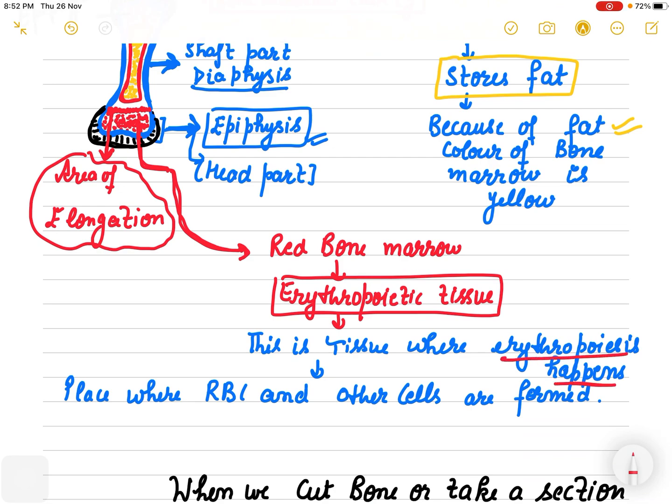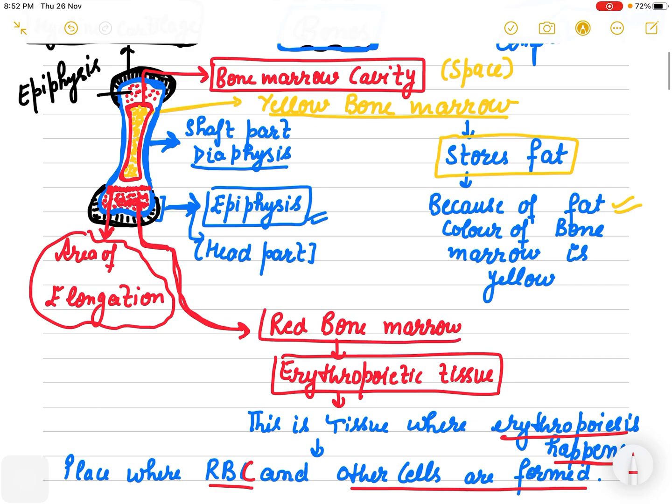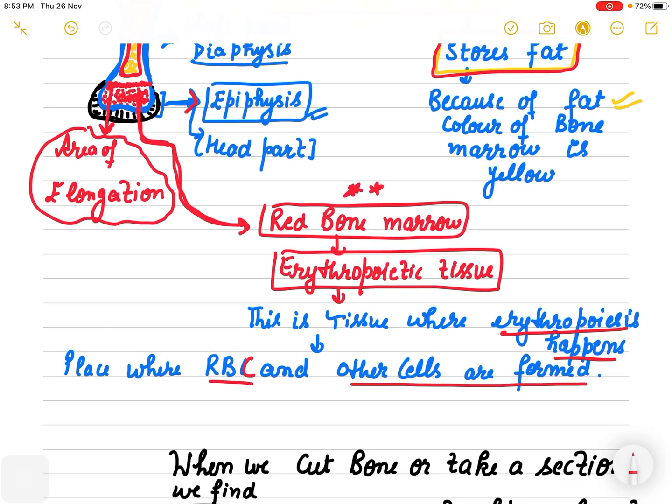Erythropoiesis means it is a place where erythrocytes, RBCs, as well as the other blood cells are formed. So erythropoiesis happens in the red bone marrow. And where will you find this red bone marrow? In the epiphysis. Epiphysis is the part of the bone. So there are two types of marrow: yellow bone marrow, which stores fats, and the red bone marrow where erythropoiesis happens, or RBCs and other cells are formed.